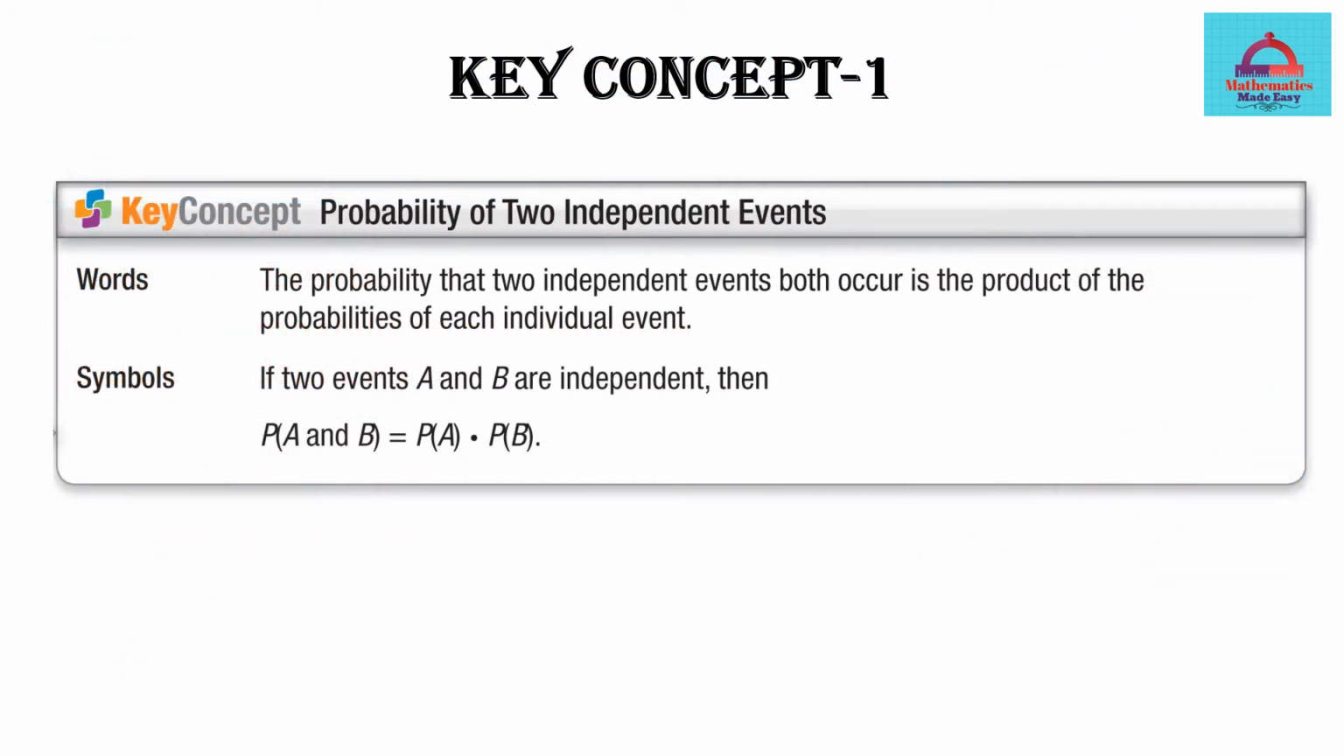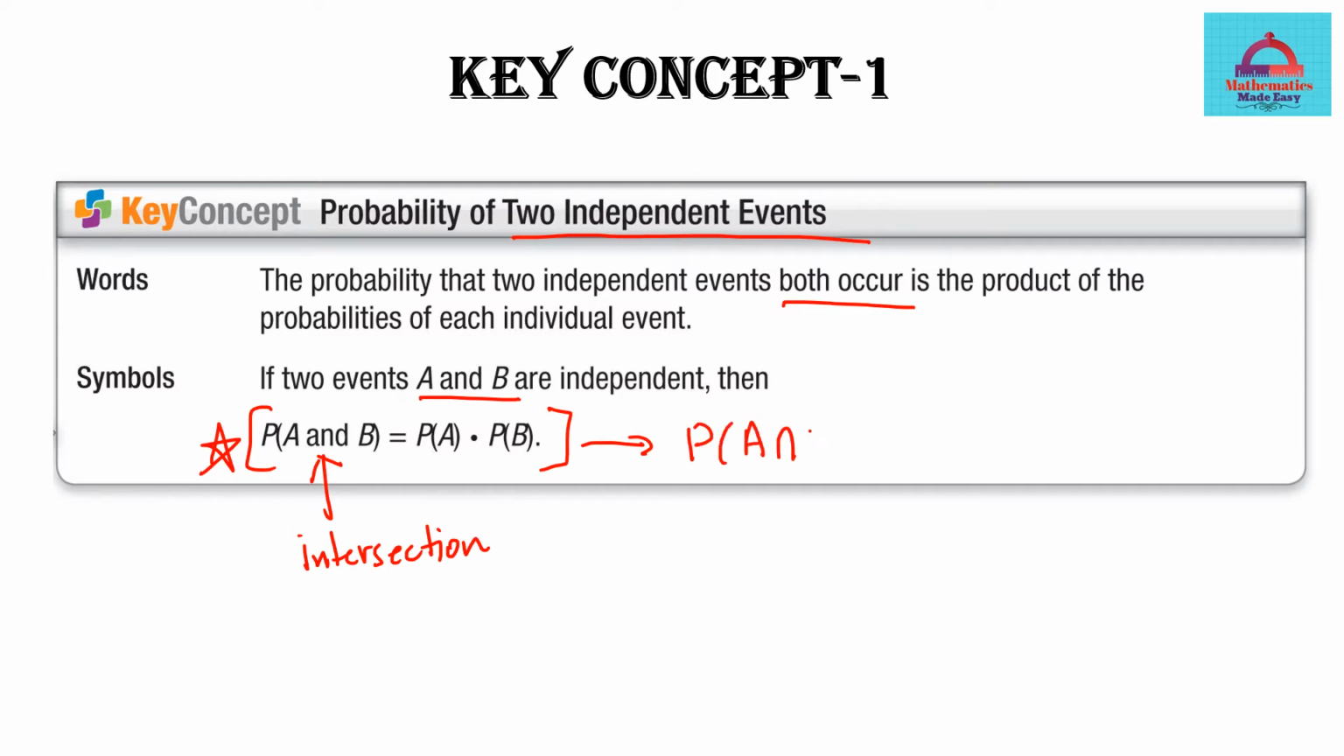Let's revise the key concept we saw in the last video on independent and dependent events. When we talk about the probabilities of independent events, say we have two independent events, the probability that both events occur together will be the product of the two individual probabilities. So this is the formula that we will be using. Remember, this symbol represents intersection, so we could also write this formula as the probability of A intersection B.